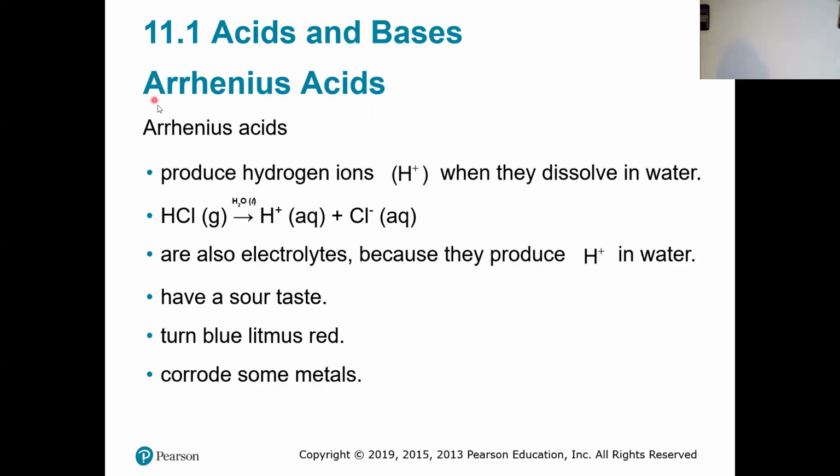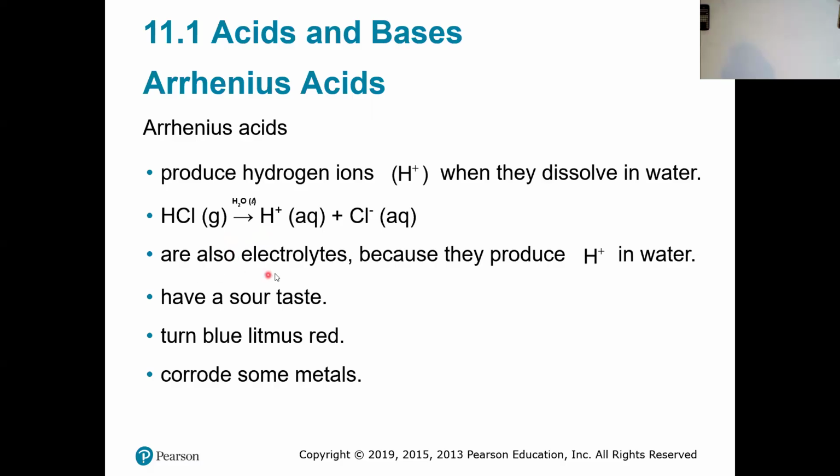Our first definition of an acid is going to be called an Arrhenius acid. The definition for an Arrhenius acid is any substance that produces hydrogen ions, which are our H+ ions, when they dissolve in water. So, for example, when you take some HCl and dissolve it in water and you end up with H+ and Cl-, the formation of that H+ means that HCl is an Arrhenius acid.